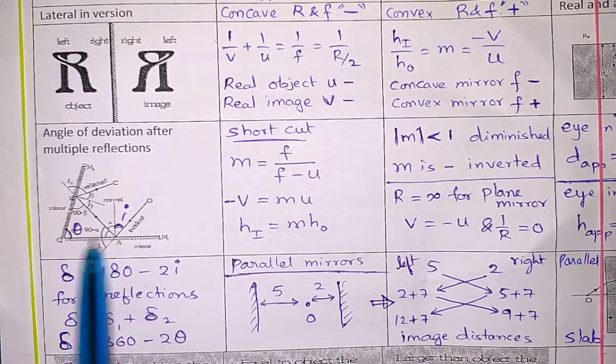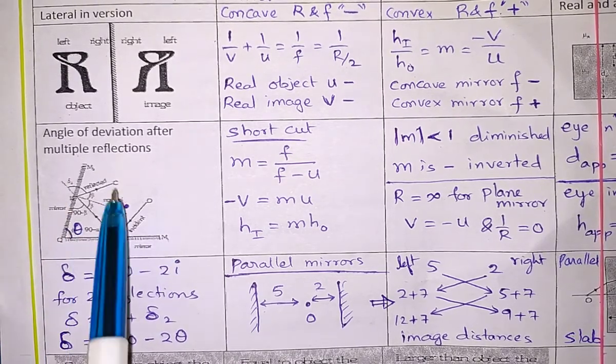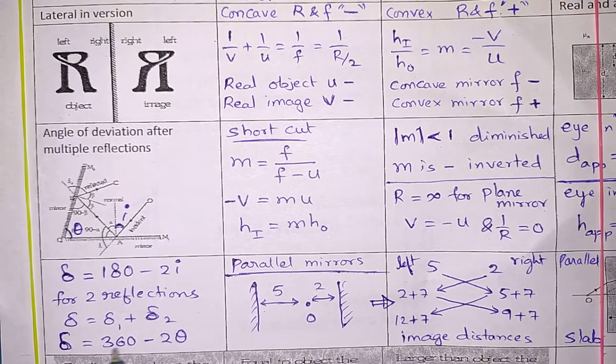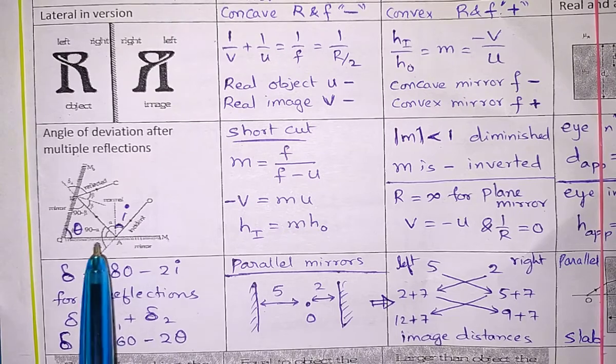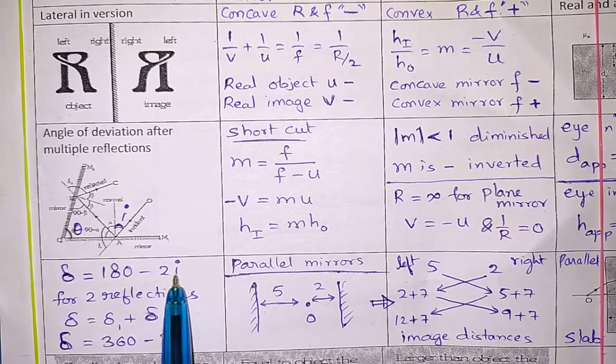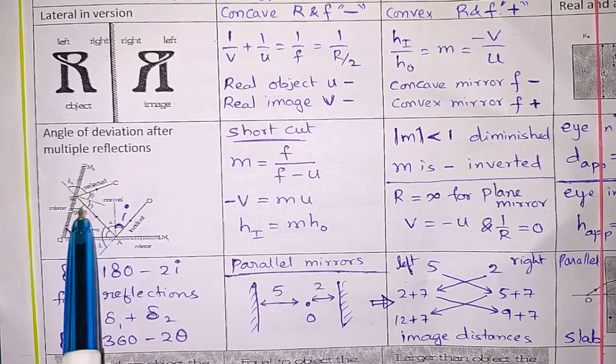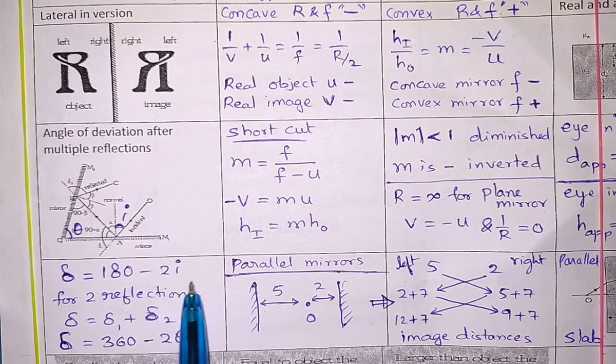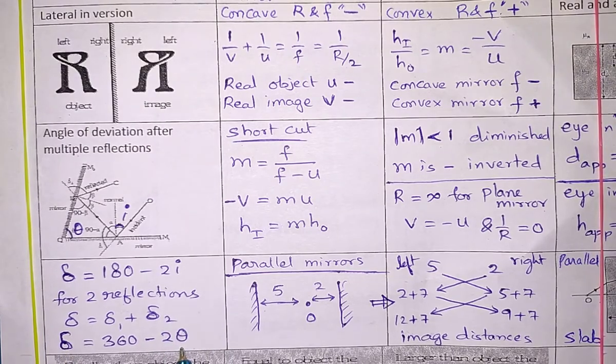If there are multiple mirrors inclined at some angle theta, so first reflection, second reflection, the deviation is given by 360 minus 2 theta, where theta is the angle between the mirrors. i is the angle of incidence with respect to the normal in the first mirror, theta is the angle between the mirrors. So two formulas you have to learn by heart: deviation in case of a single mirror, deviation in case of inclined mirrors.